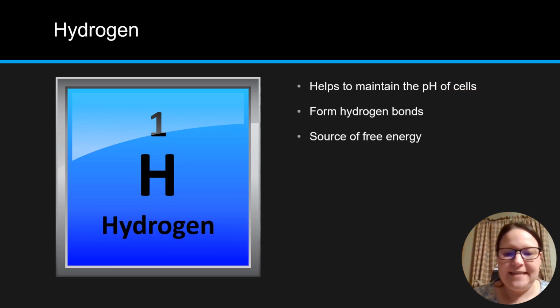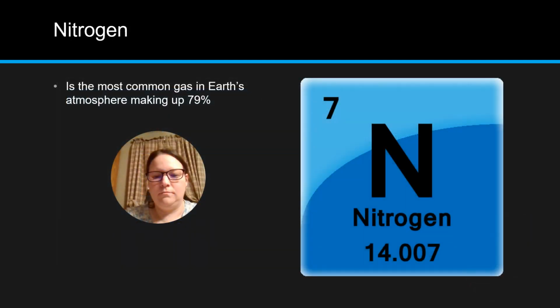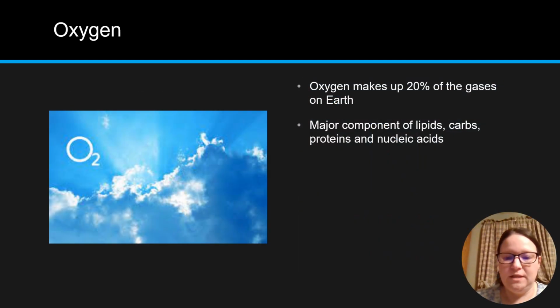Our H is hydrogen. Hydrogen helps maintain the pH of cells. It does assist and help form hydrogen bonds, and it is a source of free energy. Our N, which is nitrogen, very quickly, it is the most common gas in Earth's atmosphere. It does make up 79% of that. Our O, which stands for oxygen, makes up 20% of the Earth's gases, and it's a major component of lipids, carbs, proteins, and nucleic acids.